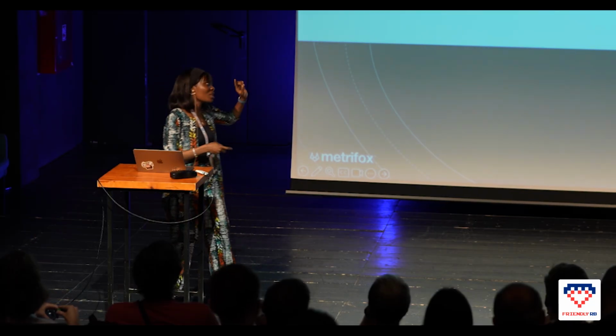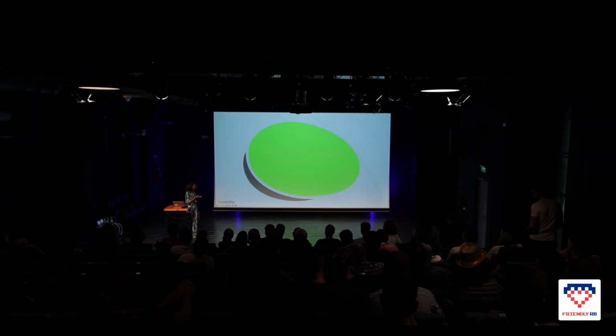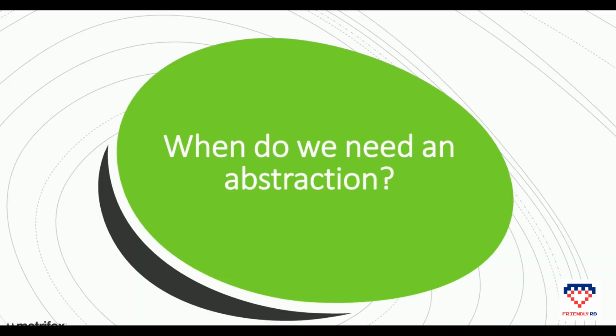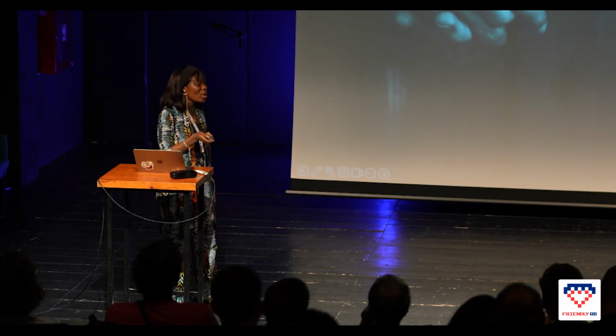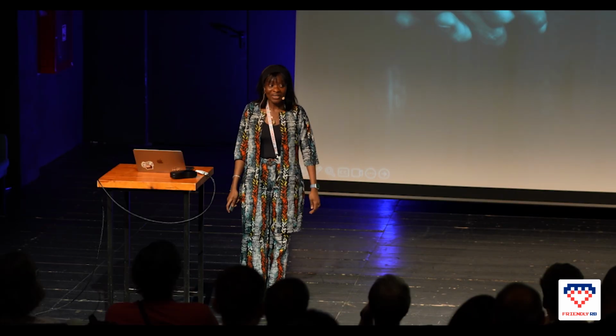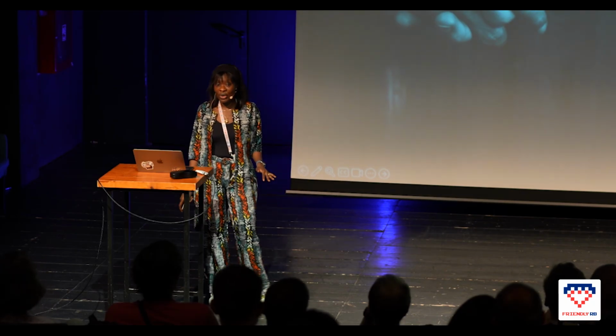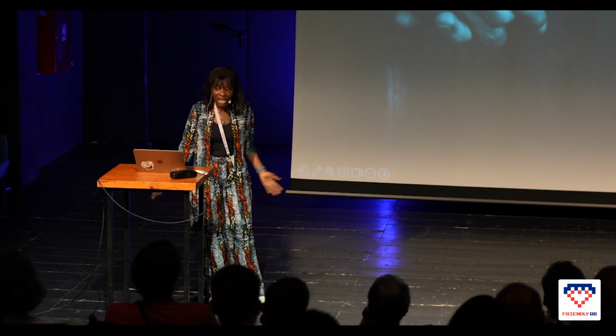So I'm going to go back to the question I asked just before we started this section: when do we need an abstraction? And it's just one simple answer, and that is when we have shared behavior. That's it. If you cannot identify shared behavior, you do not need an abstraction. What you need is probably a refactor or just duplication.